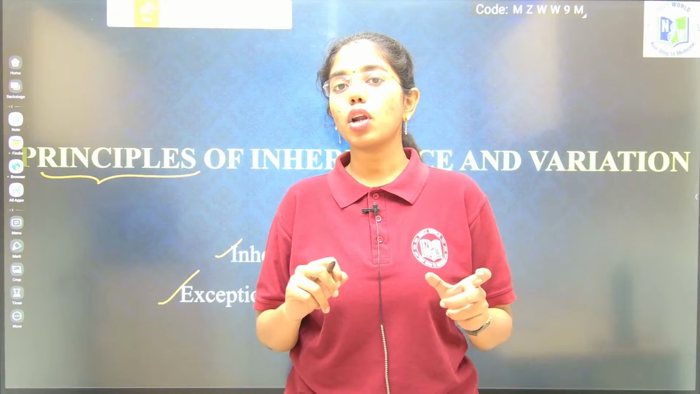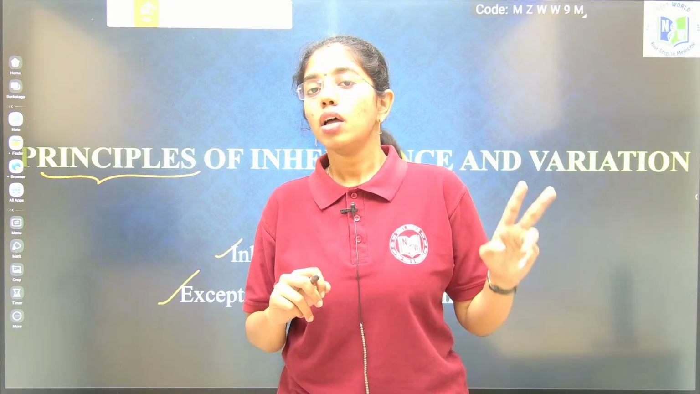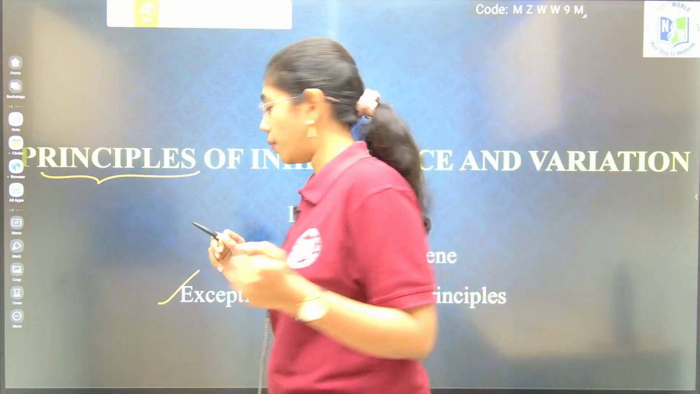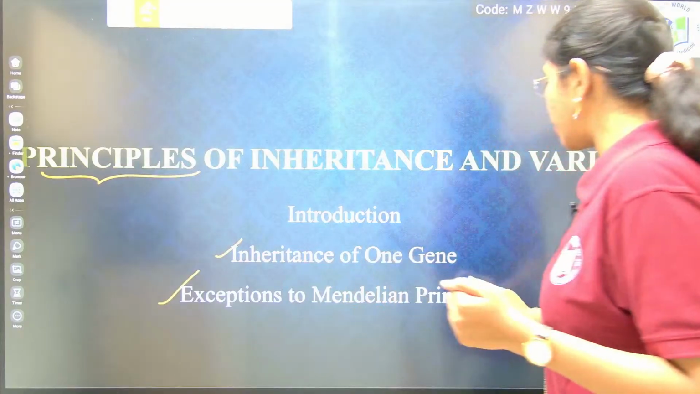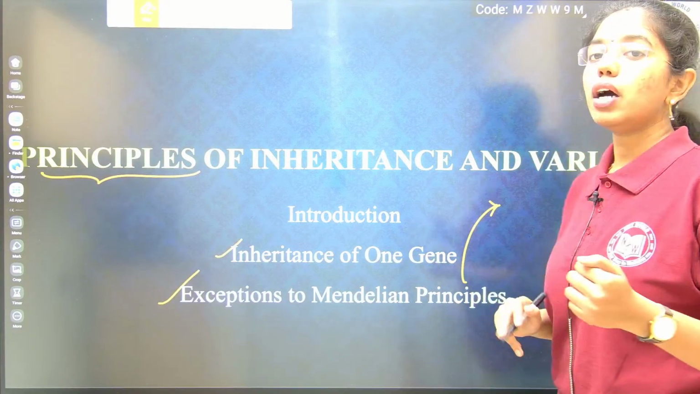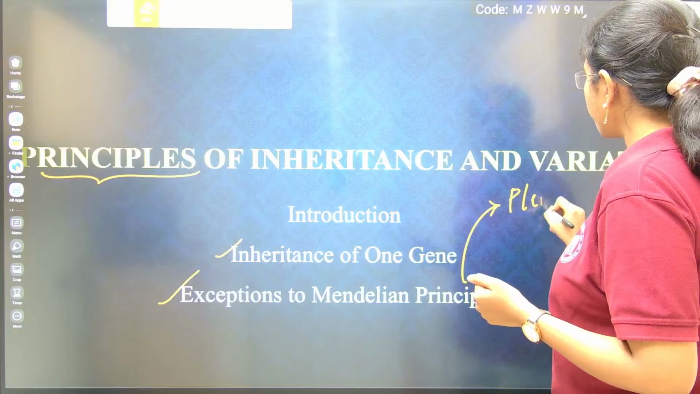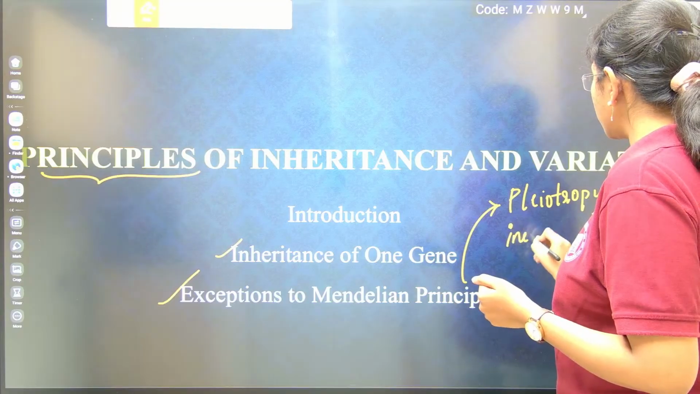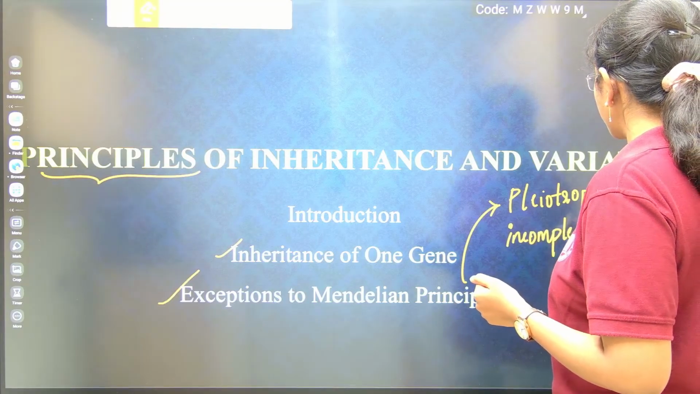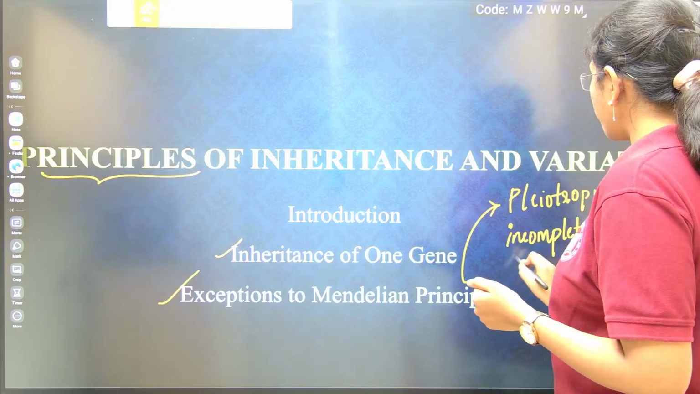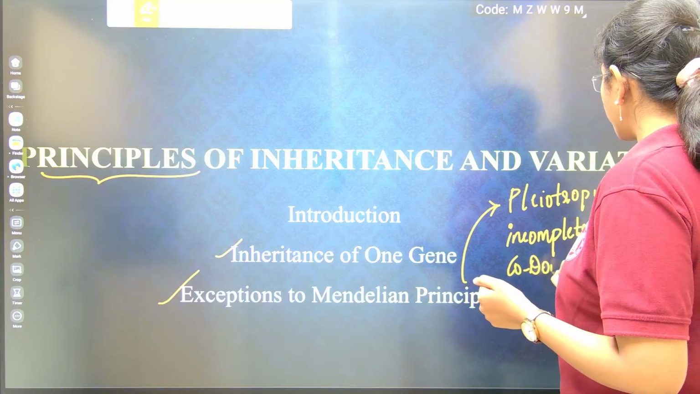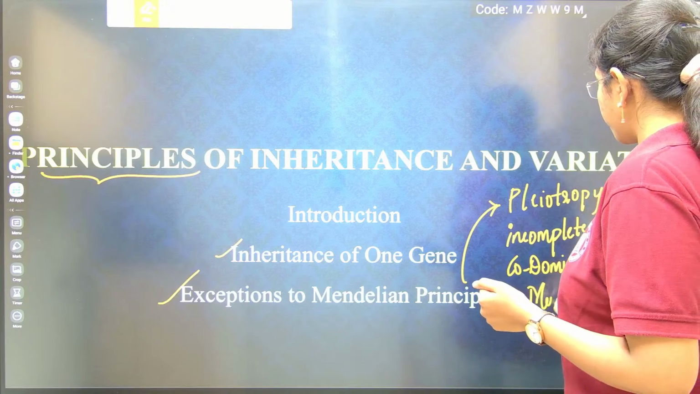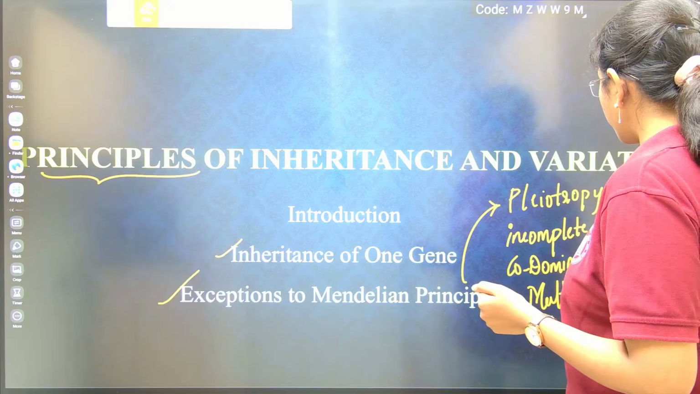From monohybrid cross, Mendel has given out two major laws. Those are law of dominance and law of segregation. What are the deviations from those laws we will learn. Under exceptions of Mendel's principles from monohybrid cross, we will learn the concepts like pleiotropy, incomplete dominance, codominance, multiple allelism. These are the concepts we are going to learn today.